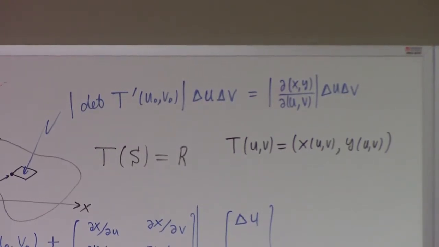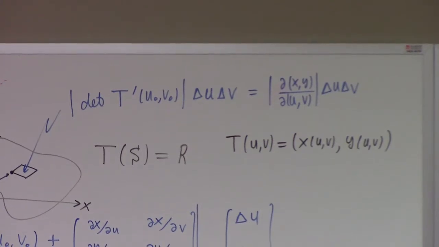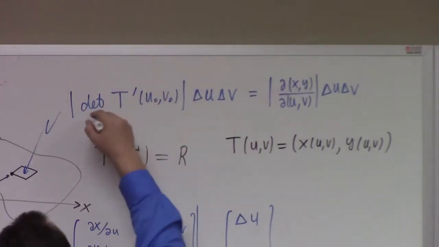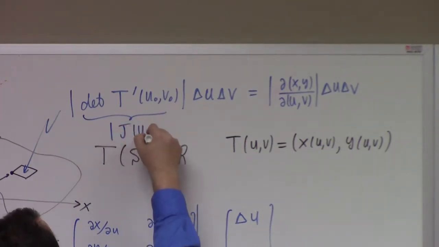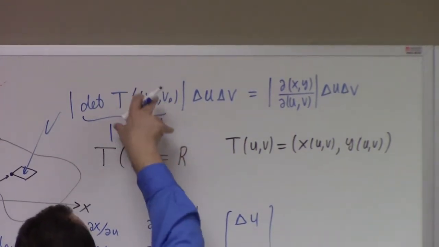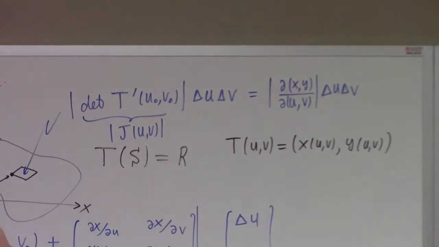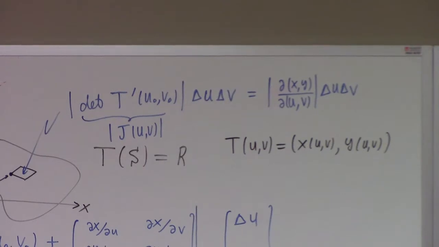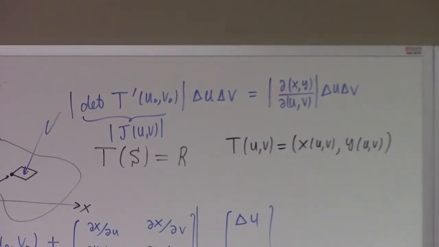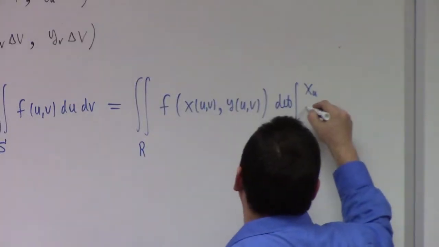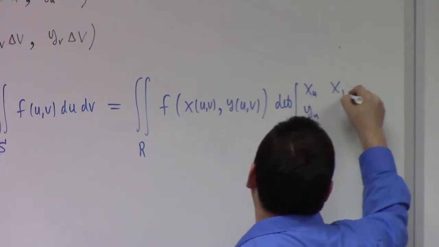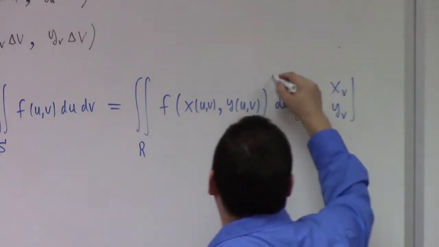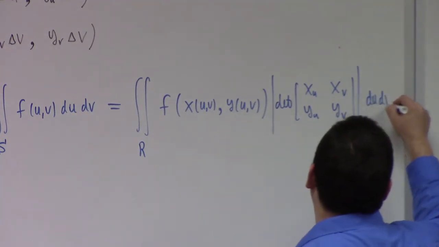Anyway, they use absolute value of J(u,v). Okay, so apparently this is denoted absolute value of J(u,v). This makes sense. This is the determinant of the Jacobian with respect to u and v. That's good notation, actually. I like it. Anyway, whatever you want to denote this as, it's the absolute value of the determinant of x_u, y_u, x_v, y_v, times du dv.